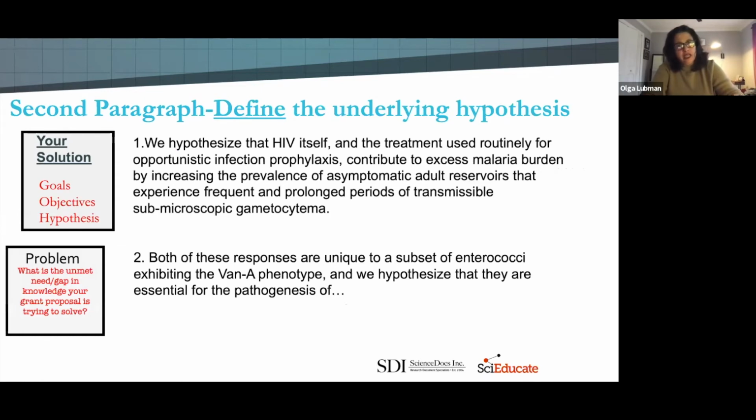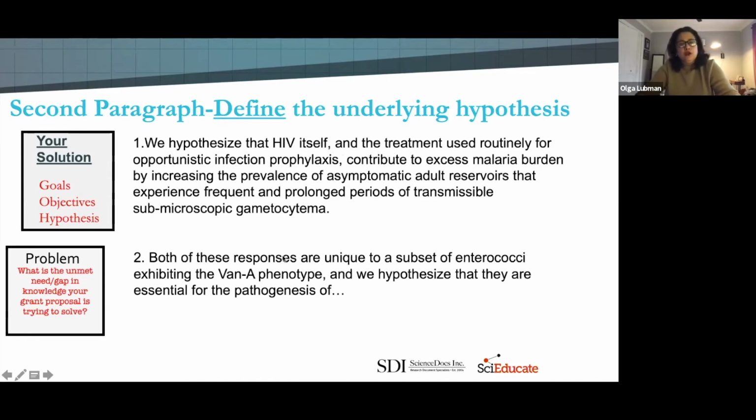Define the underlying hypothesis. Here I give examples of two different grants. So how do you go from the problem to the solution, so from an unmet medical need to a solution, and then you lead the reviewer to essentially defining your underlying hypothesis. For example, we hypothesize that HIV itself and the treatment used routinely for opportunistic infection prophylaxis contribute to excess malaria burden, okay? And then propose the mechanism.